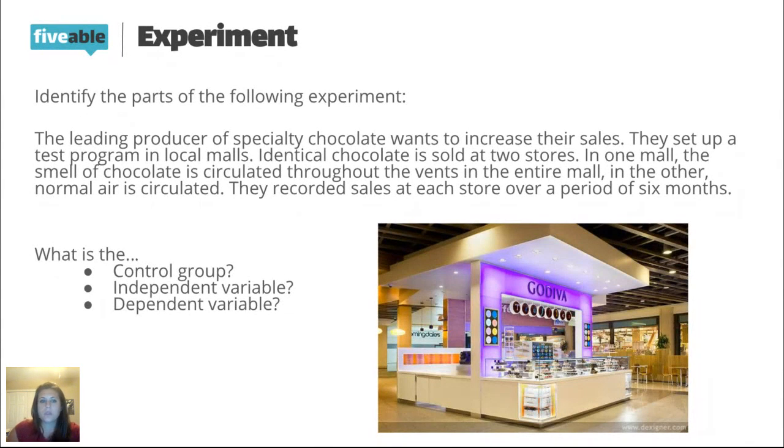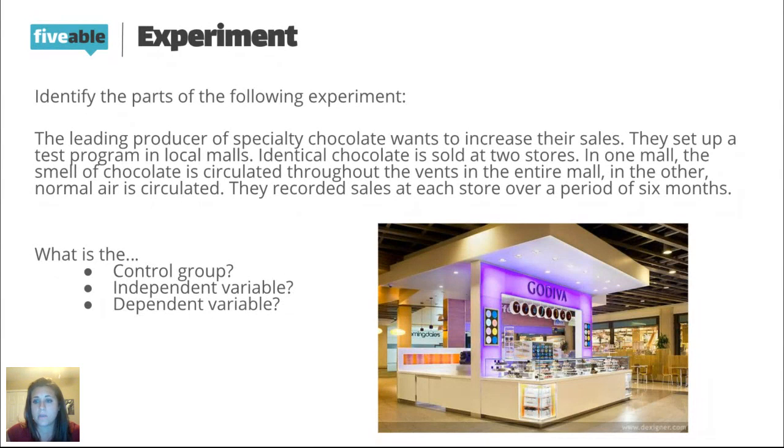Good. So for control group, it looks like Reagan is right. People in the area where the air is normal, because nothing's happening to them. They're just going about their everyday normal business at the mall. And so that's the normal air group is the control group. They have not been manipulated in any way.